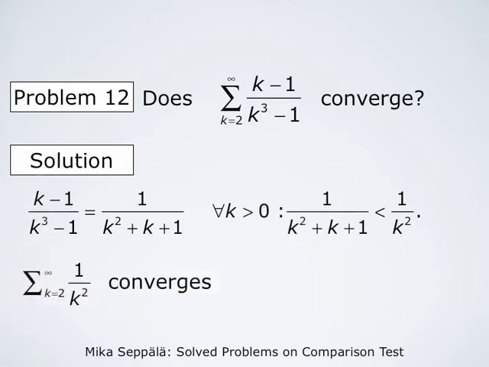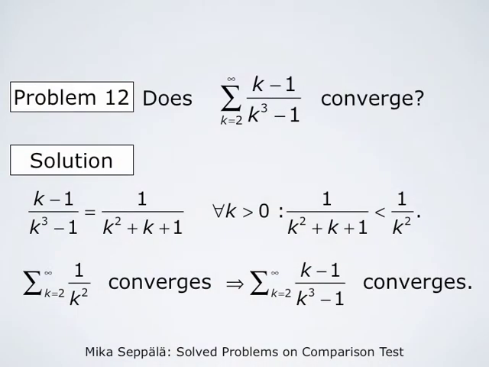The series summation k from 2 to infinity of 1 over k squared converges. Therefore we conclude by the comparison test that also the series k from 2 to infinity of (k minus 1) divided by (k cubed minus 1) converges. So the answer for this problem is that yes, the series does converge.